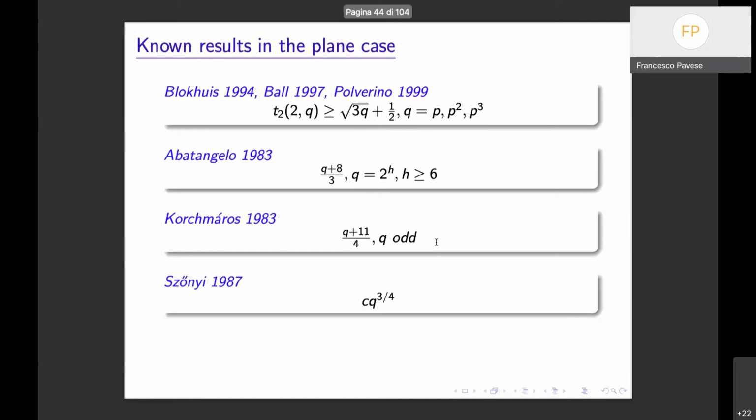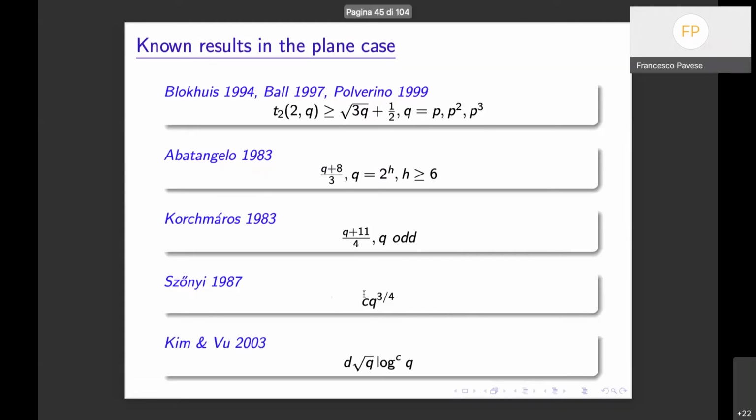An improvement was obtained by Cerny, starting from the points of a cubic curve. And more recently, Kim and Wu, by using a probabilistic approach, provided a very, very good result. Here, D and C are independent from Q. So what about the problem in higher dimension?